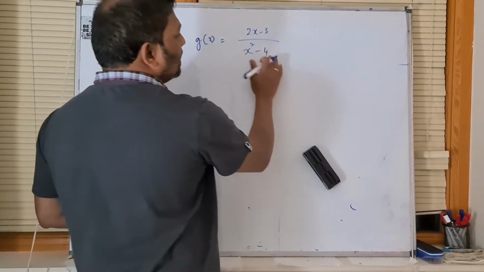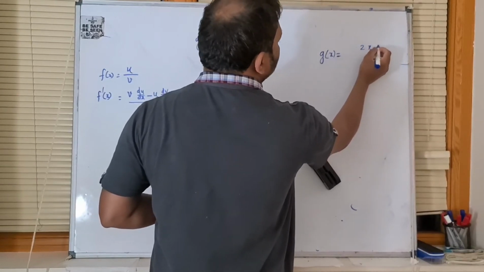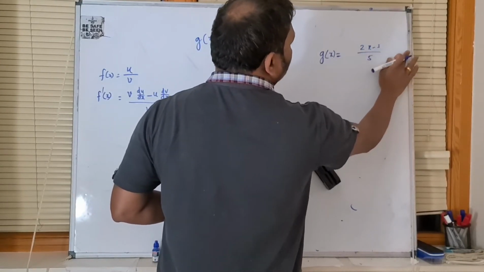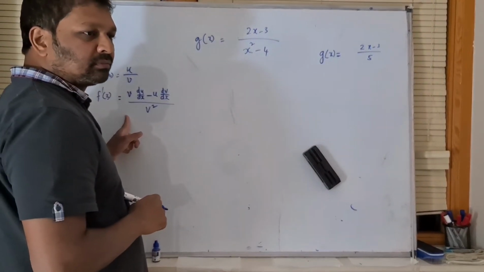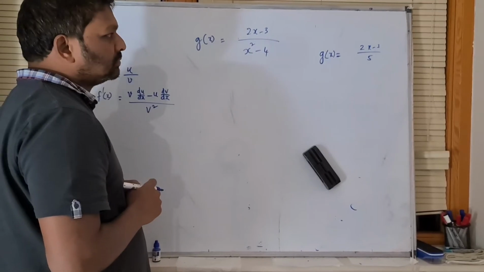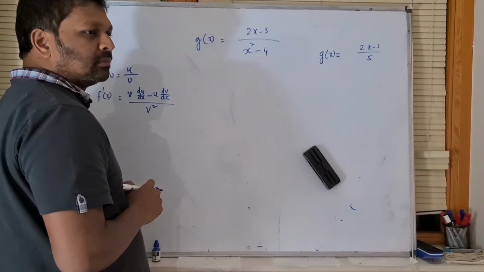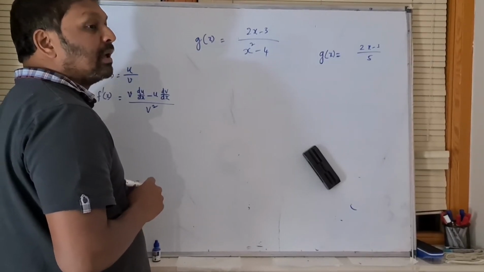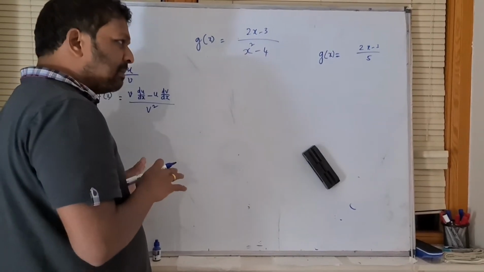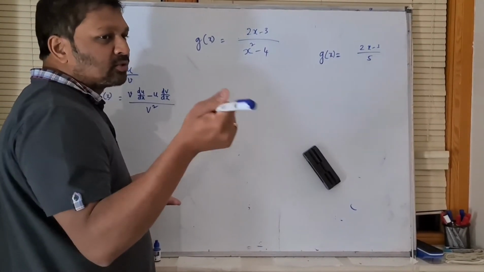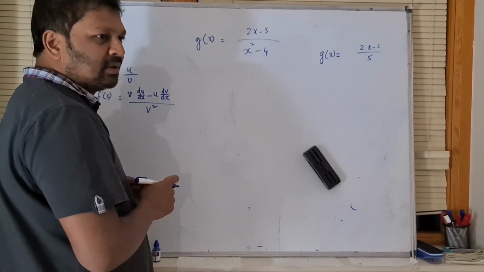Say the same function I'm going to give with a slight change: 2x minus 3 by 5. Are you going to apply the same formula here? No, you can't because there's no x in the denominator. There has to be x in both. Even if you apply it, you'll get the same slope as the answer, but there is no need. The slope is already there.